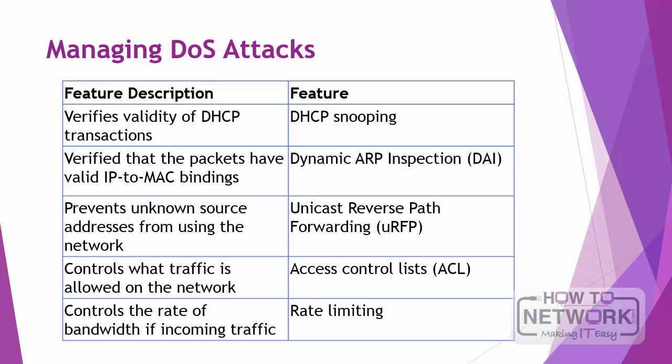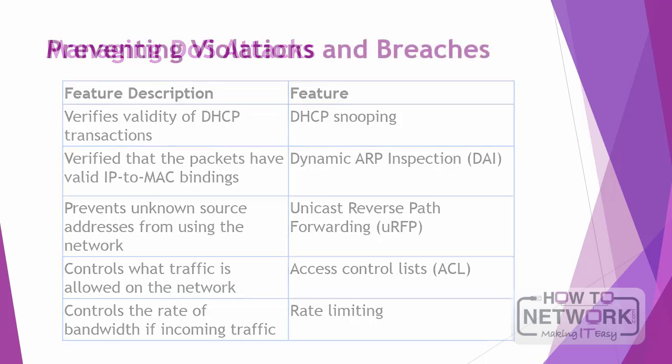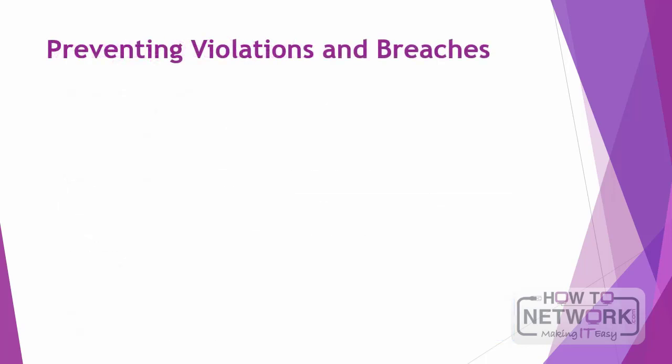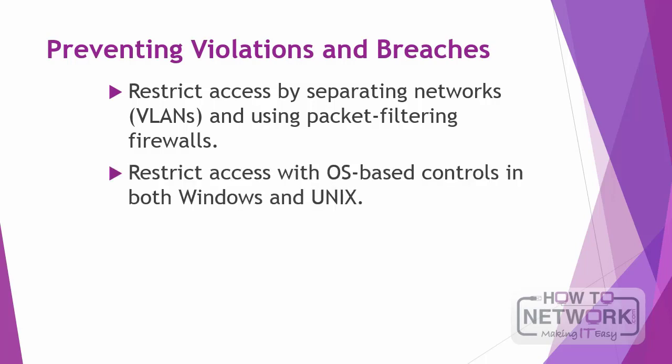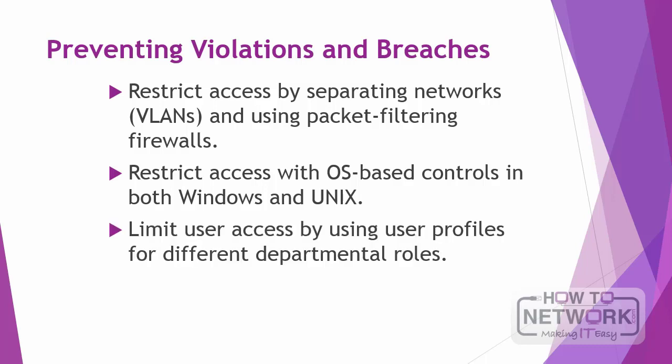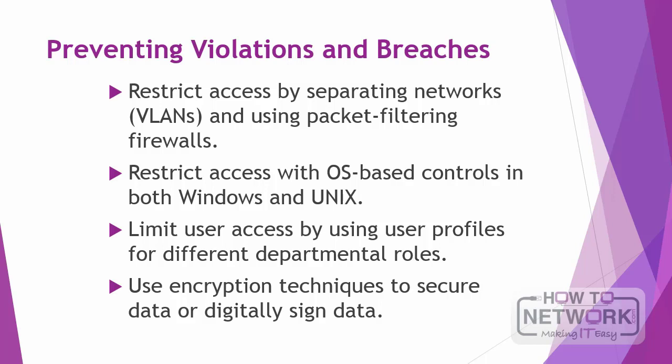When attackers change sensitive data without authorization, it's called an integrity violation. So, for example, an attacker might access financial data, change it, or delete it. It's important to use restrictive access controls to prevent integrity violations and confidentiality attacks. And here are some ways you can enforce access control and reduce risks. You can separate networks using VLANs and packet filtering firewalls, restrict access with operating system-based controls, limit user access by using user profiles, and then use encryption techniques to store your data.